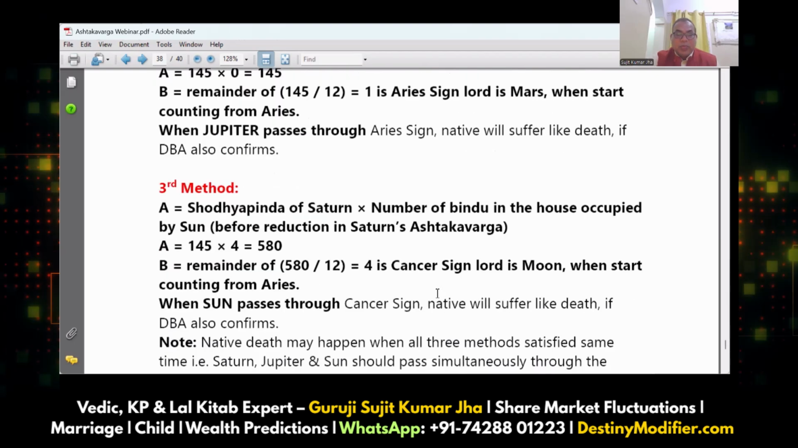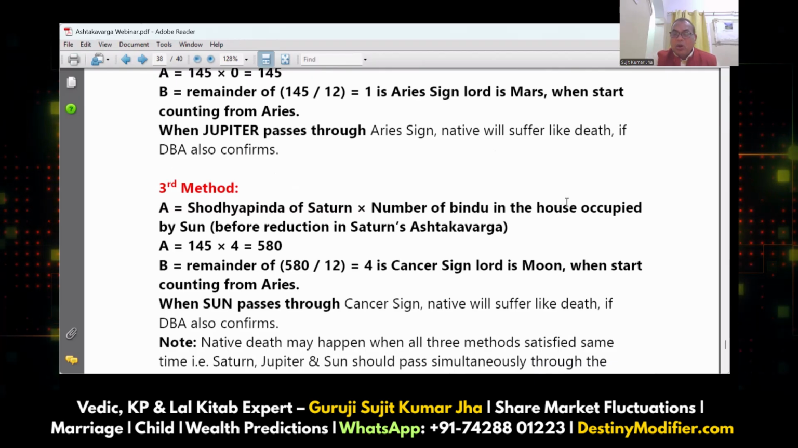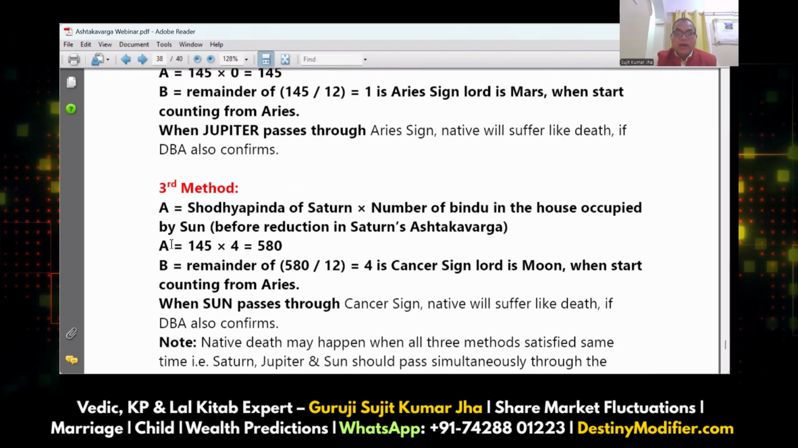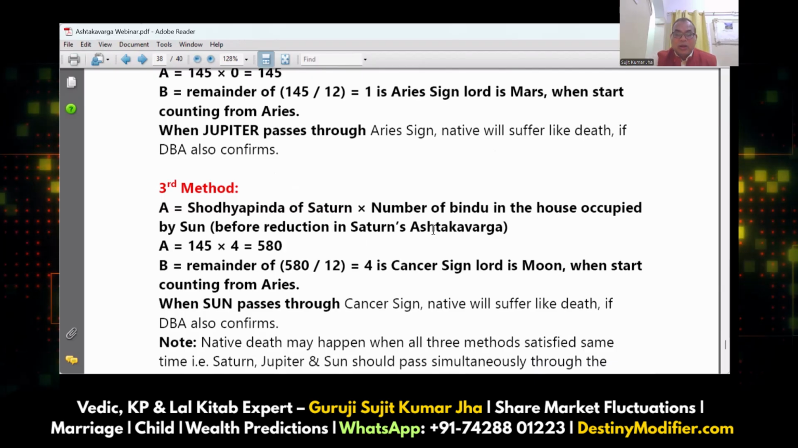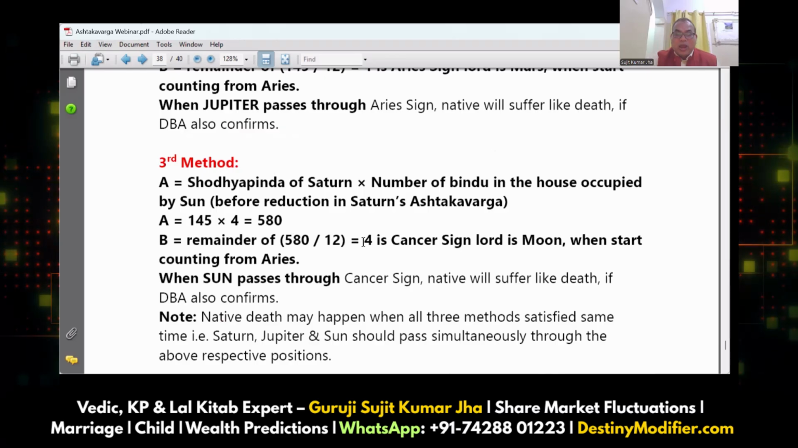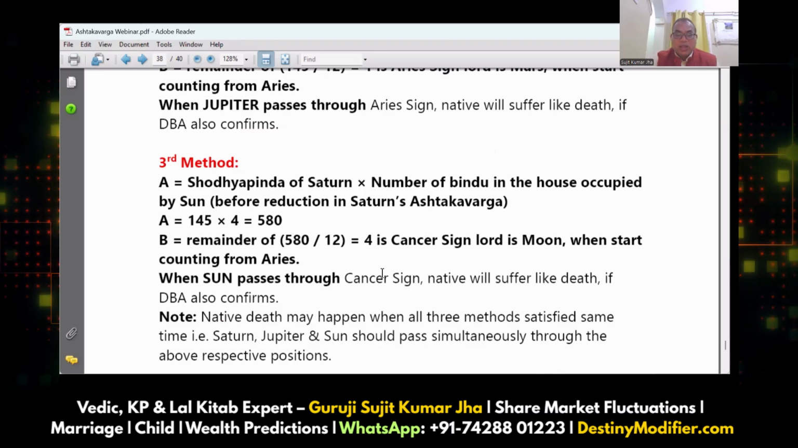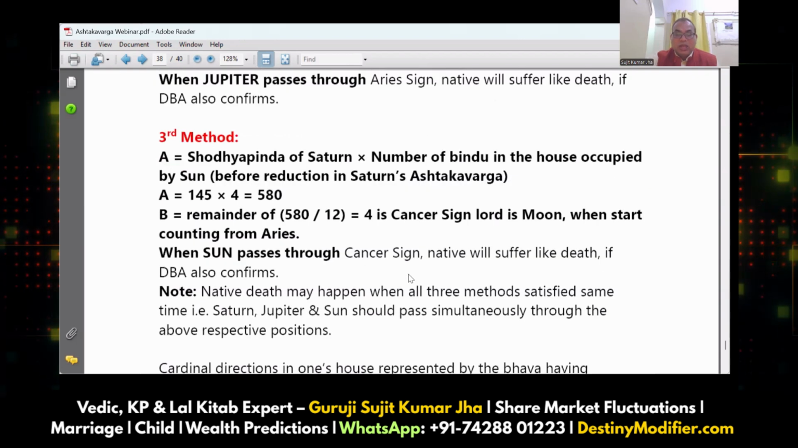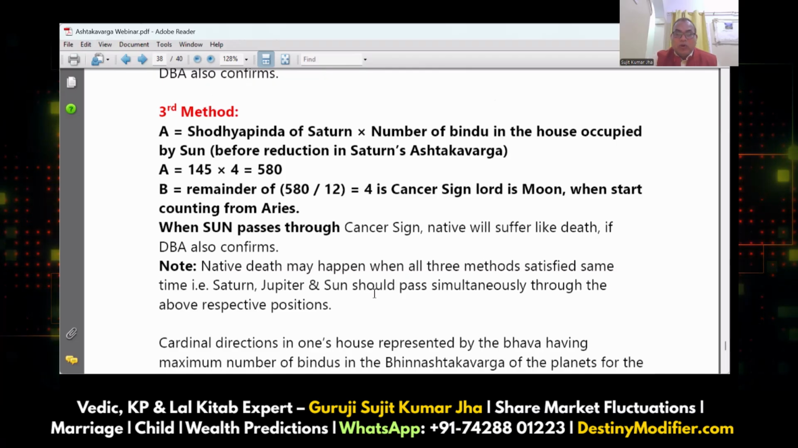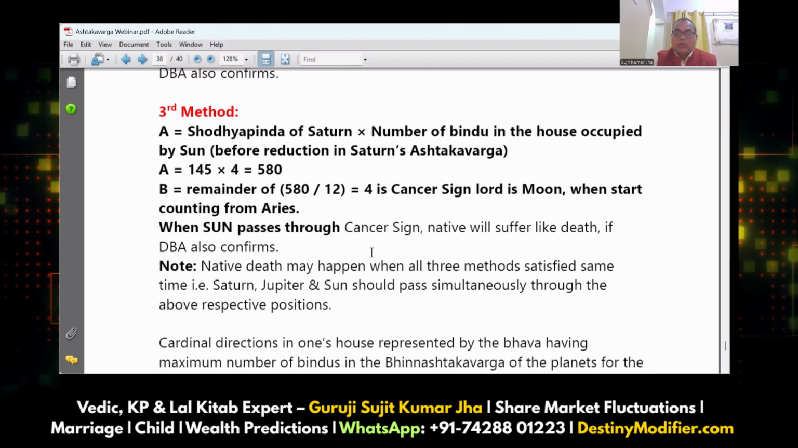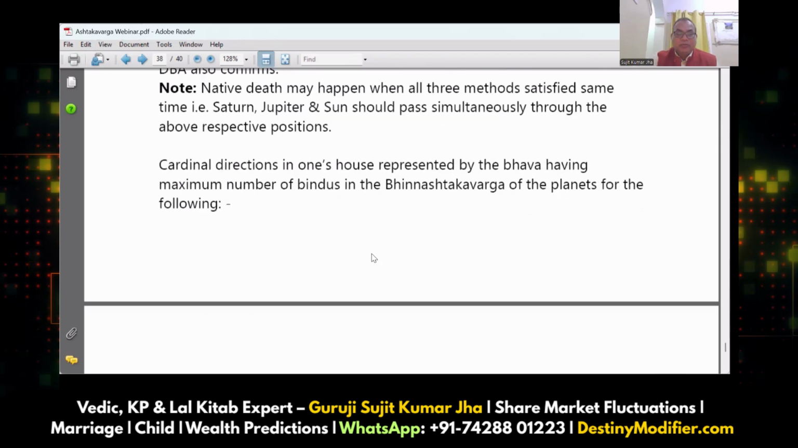The third method is Sodh Pinda of Saturn multiplied by the number of bindu in the house occupied by the Sun before reduction in Saturn Ashtakavarga. Divide the answer by 12, the remainder is 4, Cancer sign. So when the Sun passes through the Cancer sign, the native will get a problem, a health issue. If all three conditions are satisfied at the same time, then death can also happen.